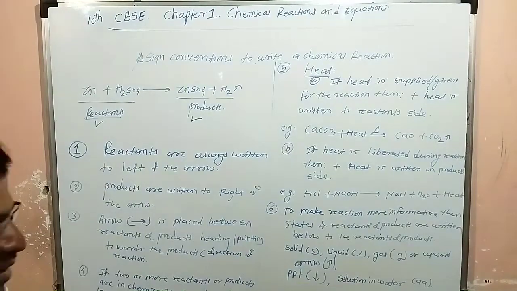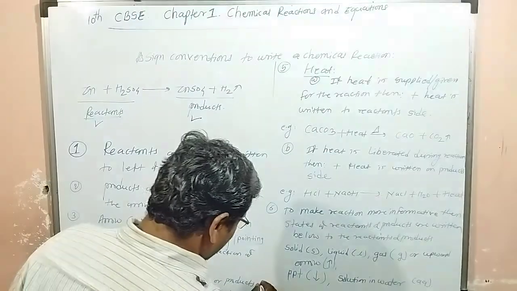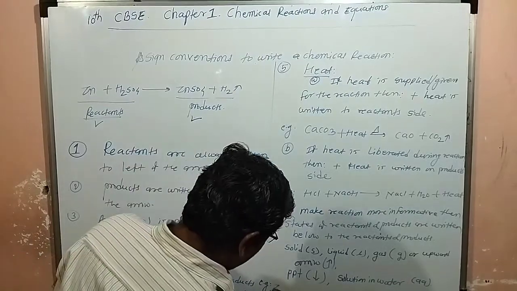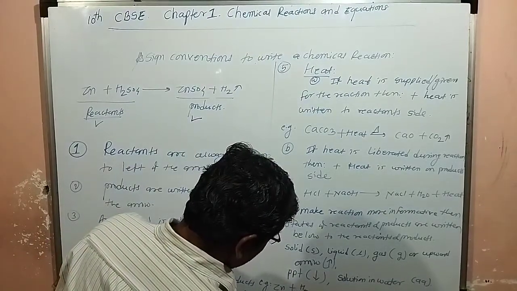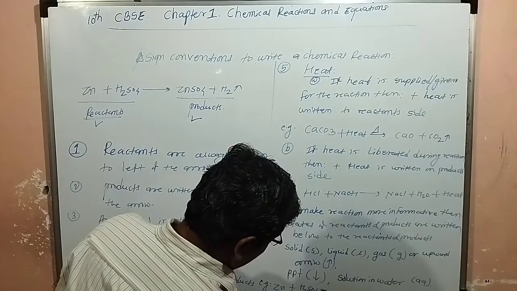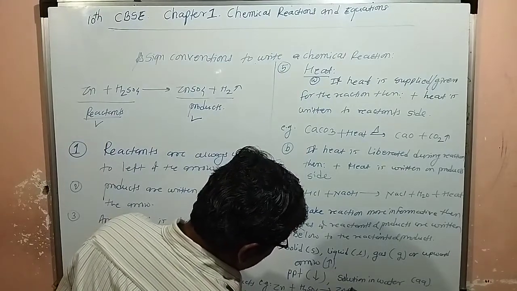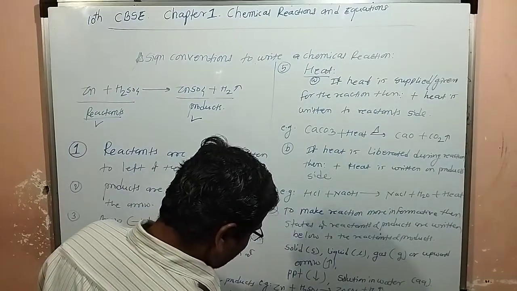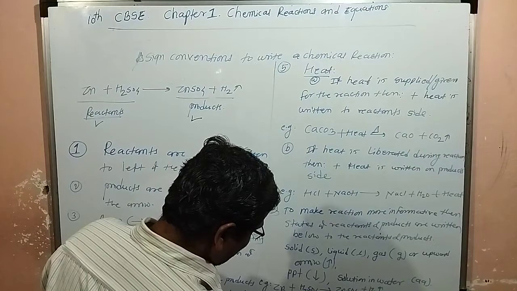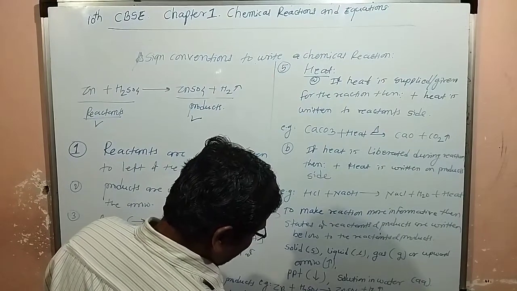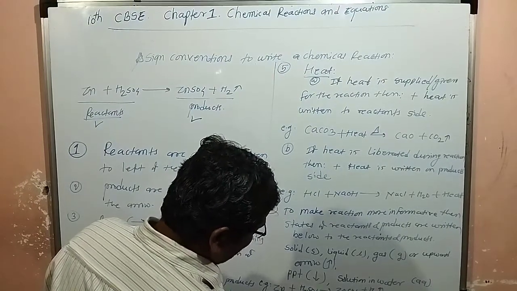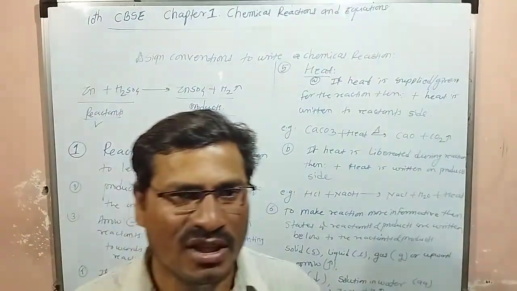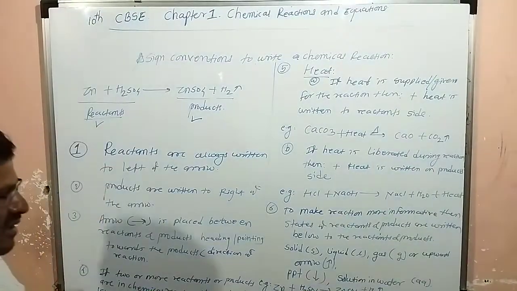For that, we'll take the example of Zn plus H2SO4, giving ZnSO4 plus H2 gas. The gas gets an upward arrow. Zn is in solid state, H2SO4 is aqueous, ZnSO4 is aqueous, and H2 is gaseous, so an upward arrow is written there. Okay, so one more point.